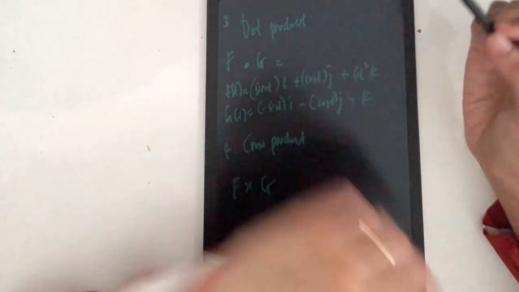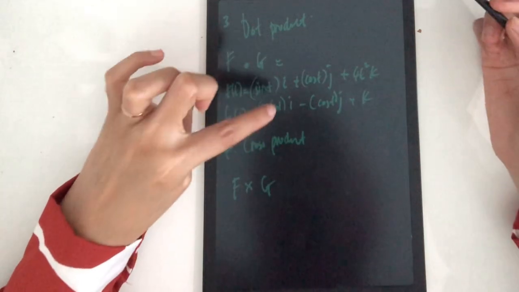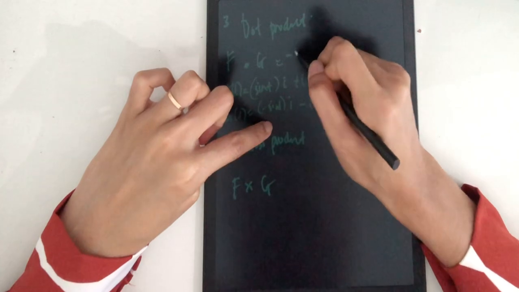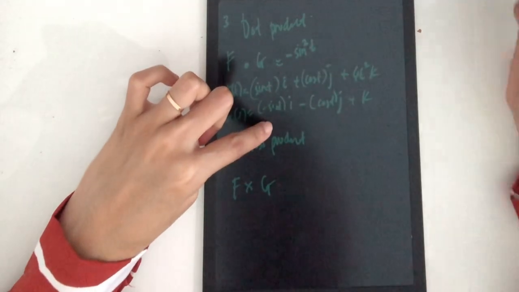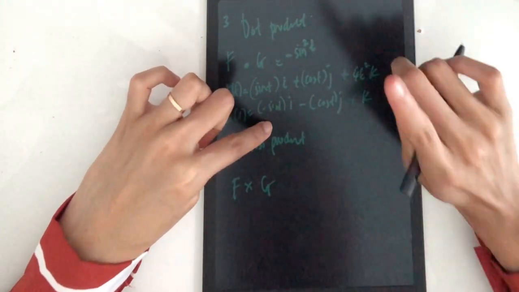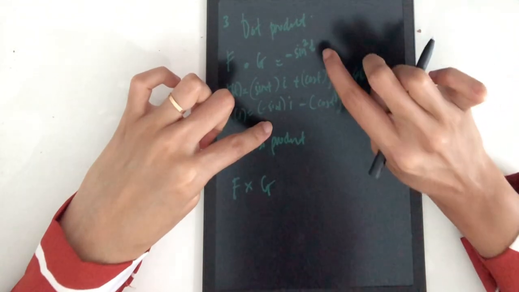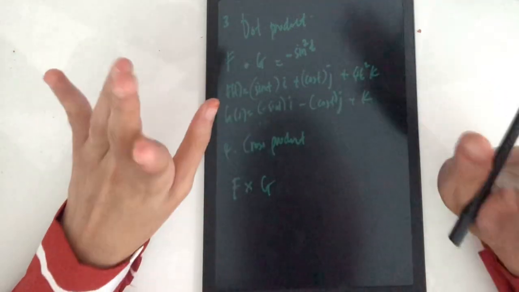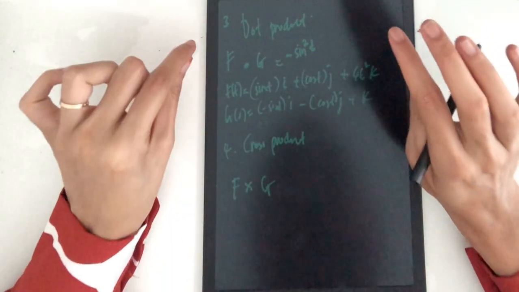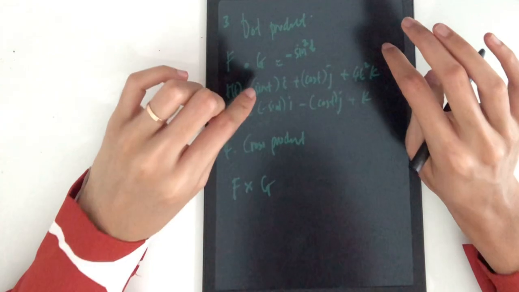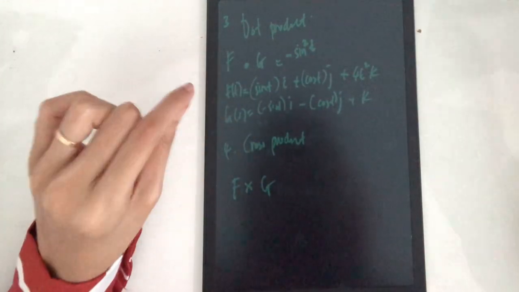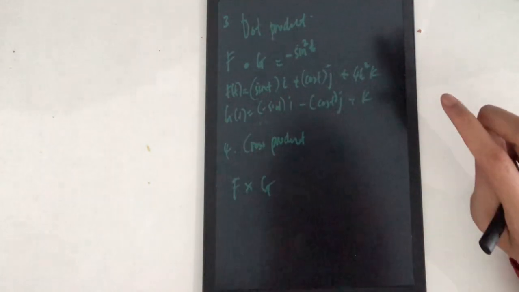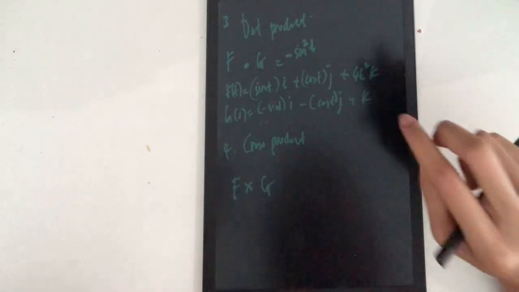So f dot g. You take i with i, so sin t times negative sin t, so you have negative sin square t. And the most important part here, they have no longer i, j, k. Make sure, bear in your mind, f dot g will produce the answer in numbers, not in vector. Maksudnya jawapan yang dihasilkan bukan lagi dalam vector. So they have no i, j, k. Tak ada i, j, k.